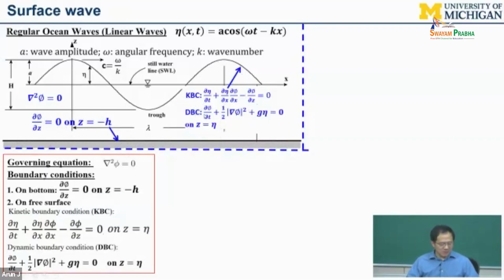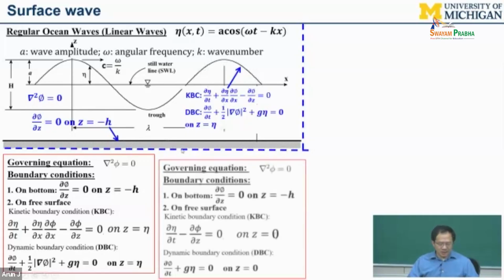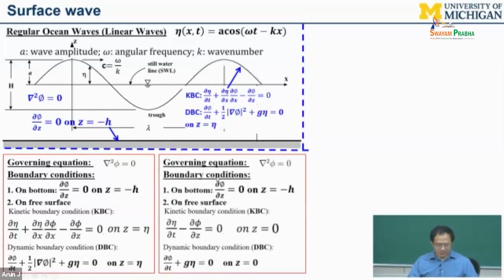Then another is the dynamic boundary condition. Basically, the pressure on this boundary will be the same. Okay, so under the condition of deep water, right? Here you say this boundary condition is on the surface, z equals eta, right? And now it changes to the surface z equals the still water line.